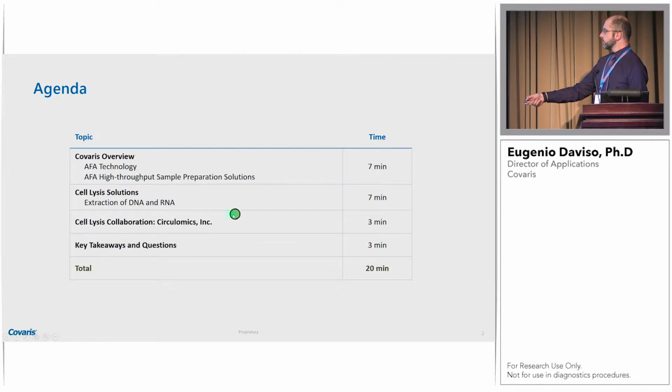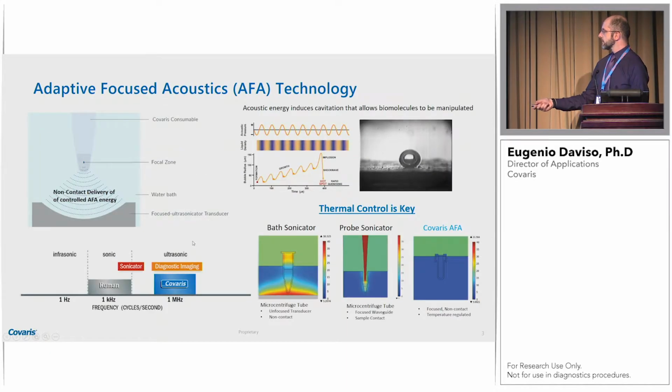Then a few slides about a collaboration we have with Circulomics for DNA, high molecular weight DNA extraction from tissue. And then a few key takeaways and questions.